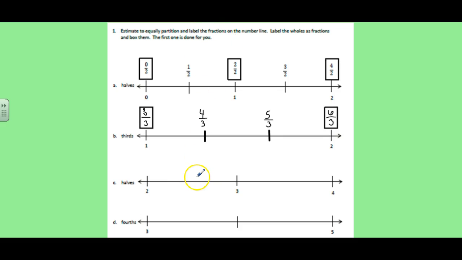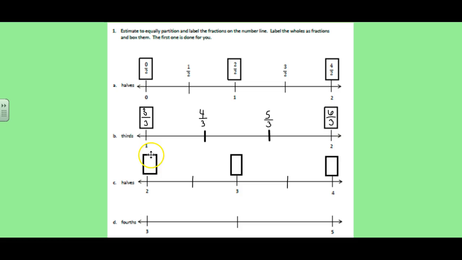This number line needs to have halves, so each section is going to be broken up into 2 different parts, and we need to draw a box around the whole numbers because that's where we have to put in our fractions. So we need to have a rectangle around 2 and above 3 and above 4 because that's where we are going to box in our fractions for the whole numbers. I need to make this bigger.